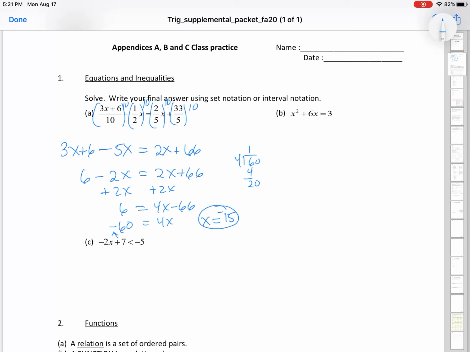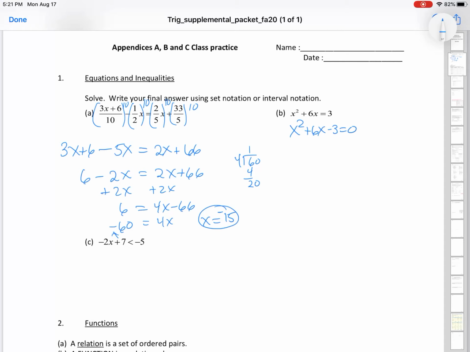Hopefully you remember how to solve something like this: x squared plus 6x equals 3. We would move over that 3 and hope that it factors, and find out very quickly that it doesn't. There's no factors of 3 that subtract to be 6. So we know that solutions are either going to be irrational or possibly not even exist. So let's take a look.